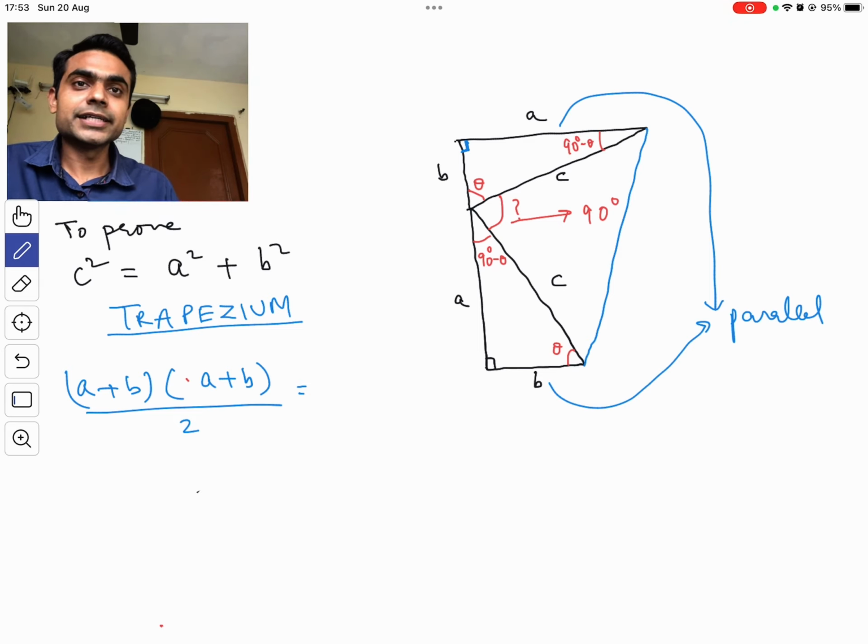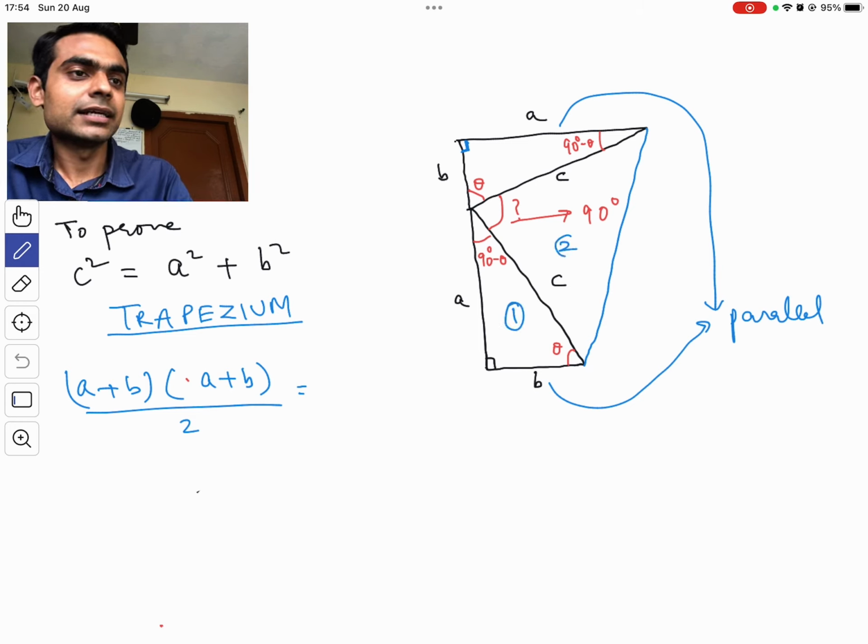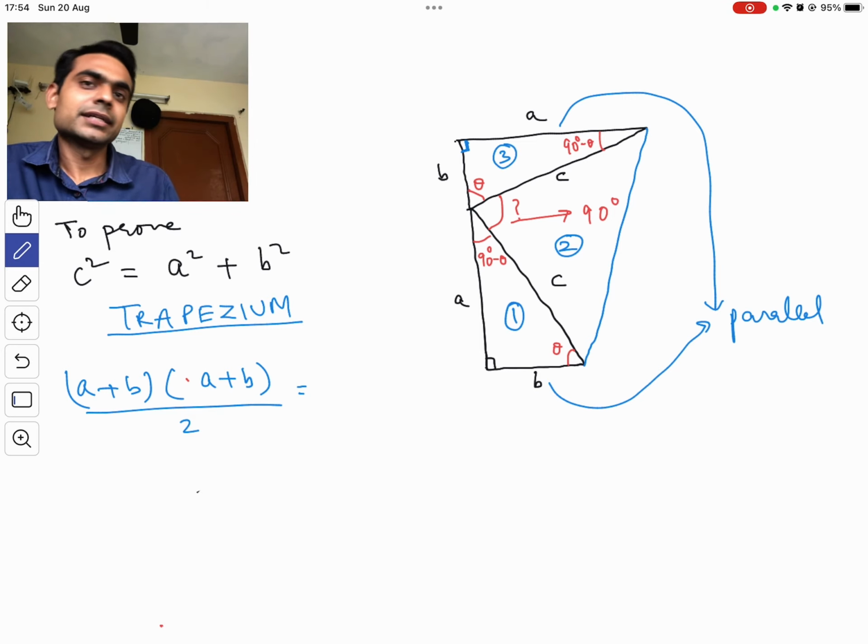So you see the given quadrilateral is broken into three triangles. There are three triangles involved here. So this is triangle 1, second, and the copy of triangle 1 is the third triangle. The area of a triangle is base times height divided by 2. So let's find the area of the first triangle. The base is b and the height is a.